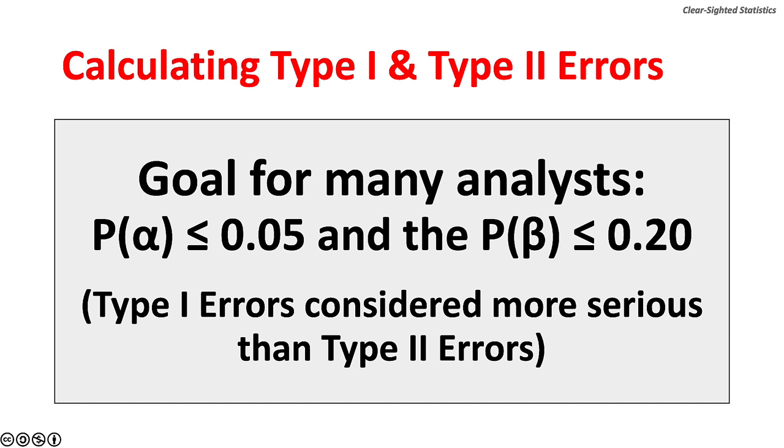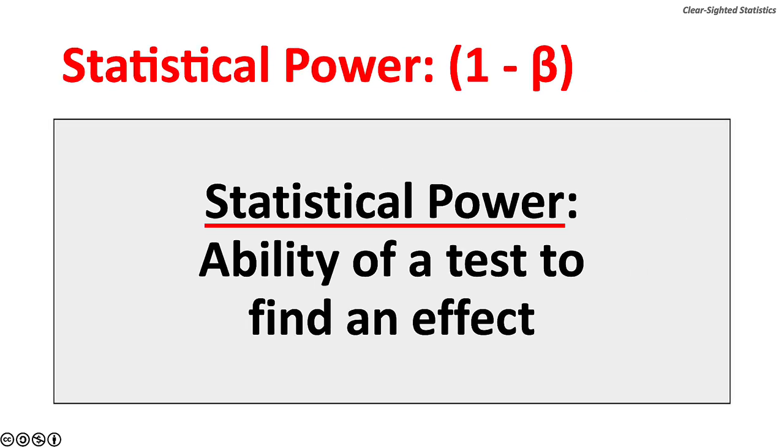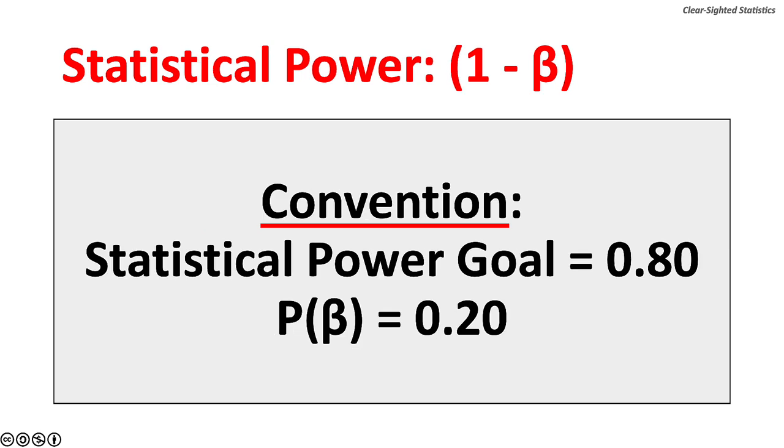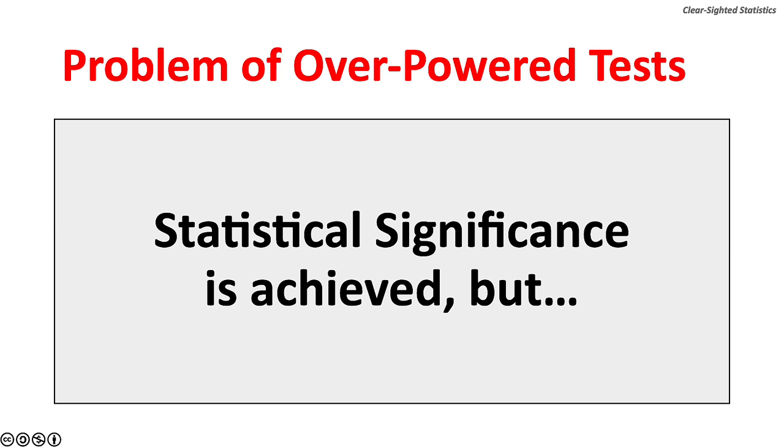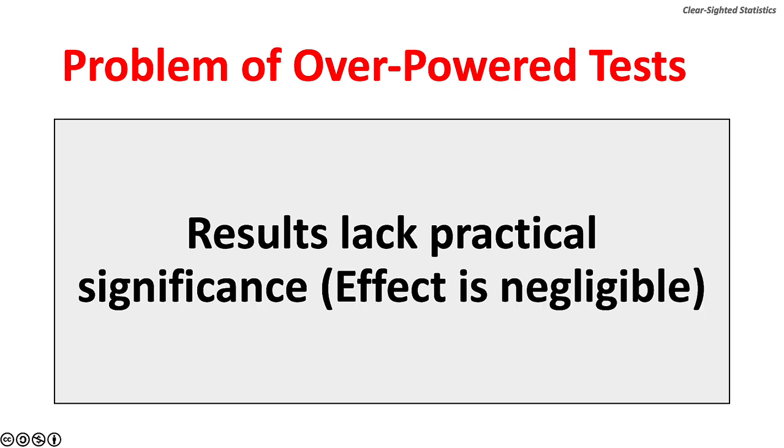Type 1 errors are considered more serious than type 2 errors. Statistical power equals 1 minus the probability of a type 2 error. Statistical power is defined as the ability of a test to find an effect. By convention, most researchers seek to achieve 80% statistical power, or the probability of a type 2 error of 20%. Low-power tests are unreliable. They often miss an important effect or confuse sampling error for an effect. The problem with overpowered tests: statistical significance is achieved, but the results lack practical significance because the effect is negligible.